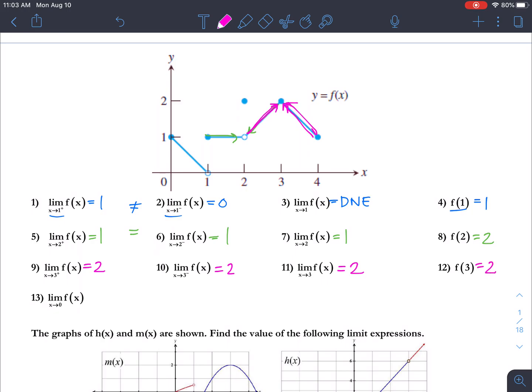We're going to be talking about that word continuity. Continuous, you might have heard this before, and we are continuous at this point. Again, more to come on that.